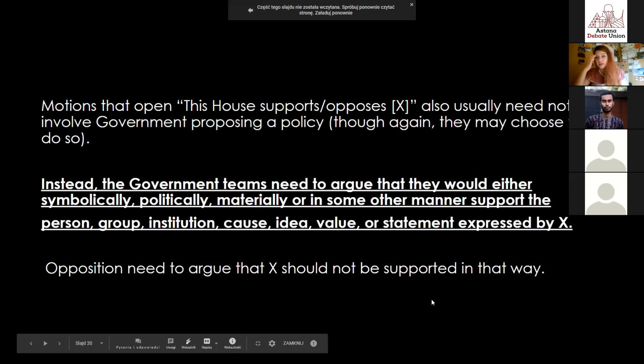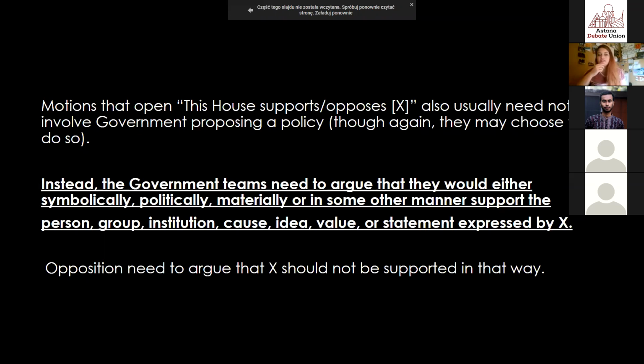Motions that open "This House supports" or "opposes" also usually need not involve the government proposing a policy. Instead, the government teams need to argue that they would either symbolically, politically, materially, or in some other manner, which should be defined, support the person, group, institution, cause, idea, value, or statement expressed by X. Opposition need to argue that X should not be supported in that way.